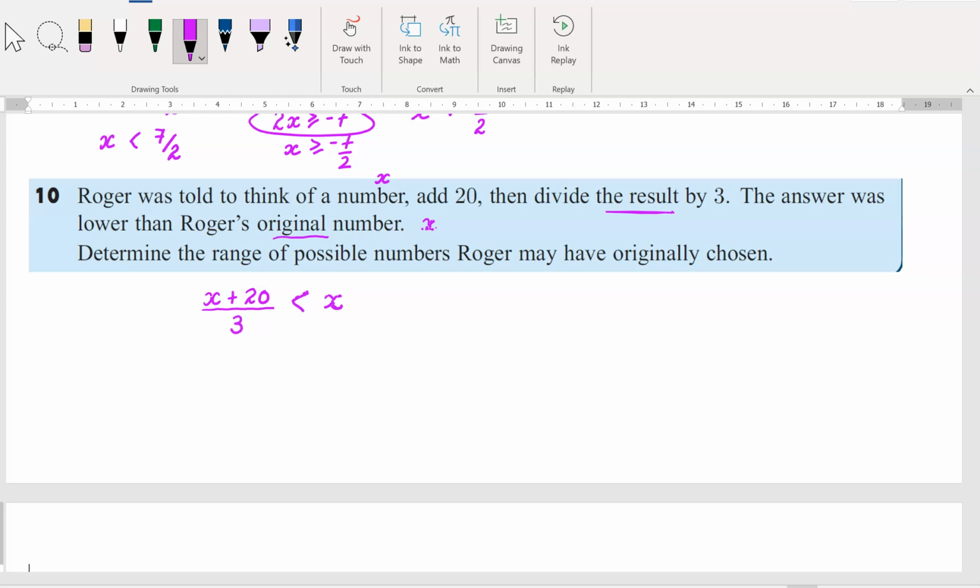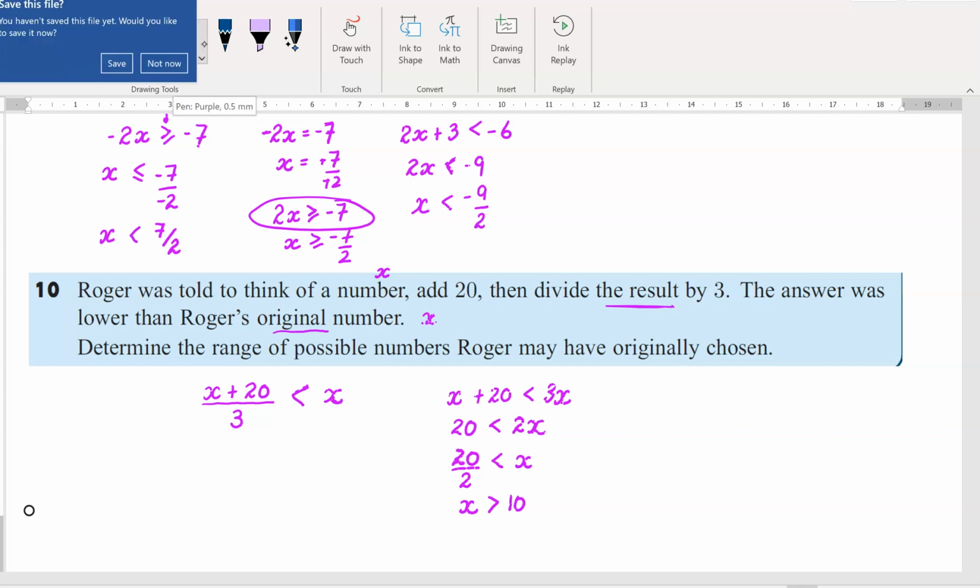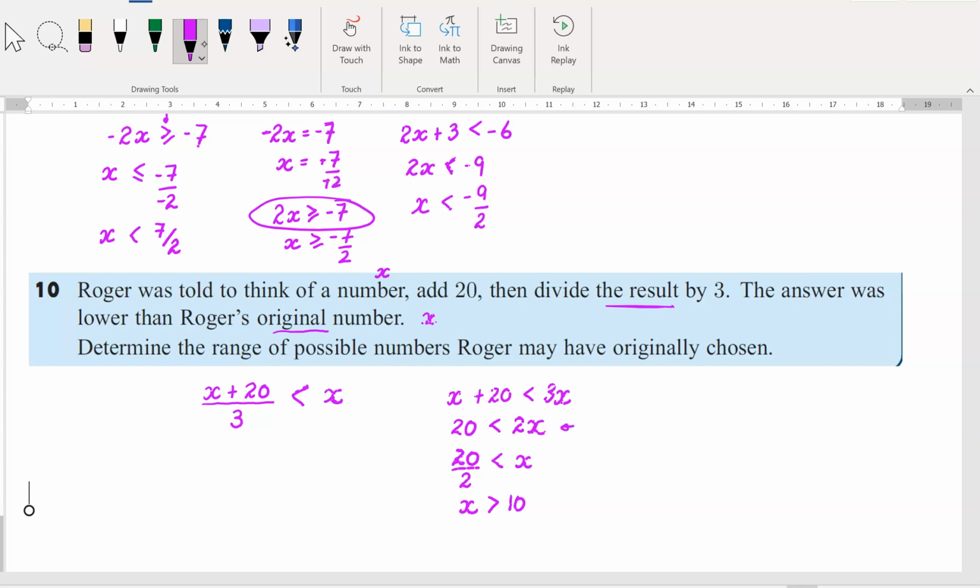So get rid of the divide by 3 by times, and get x's on one side. You can do that. This time I got rid of the x here, and to get rid of that, I've subtracted it. So 3x take x gives me the 2x, and minus 2 gives me the 2 over here. And to get rid of the times 2, we divided by 2. Notice the inequality hasn't changed. 20 divided by 2 is 10.